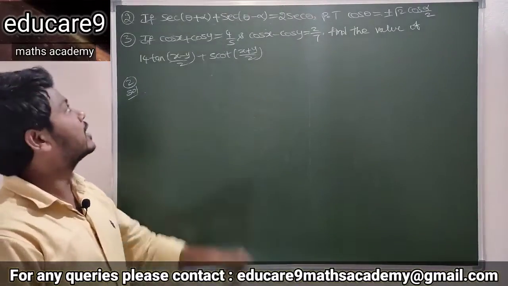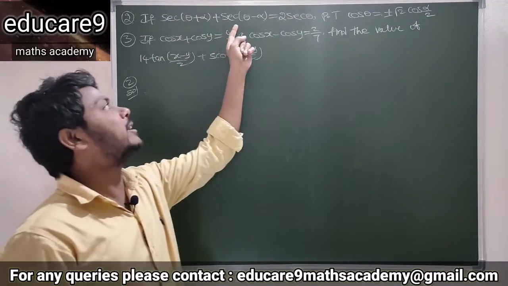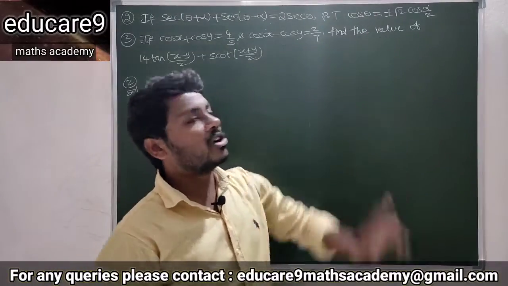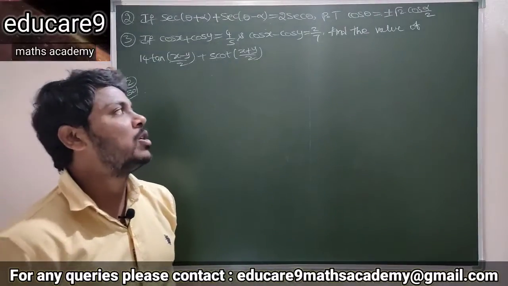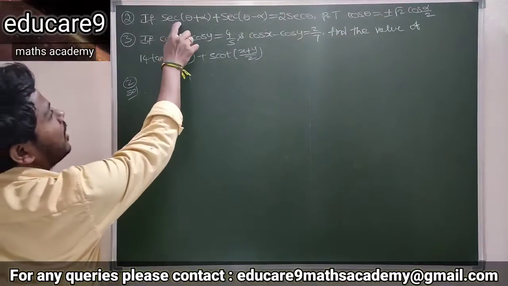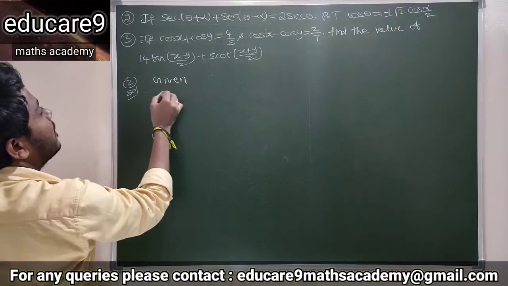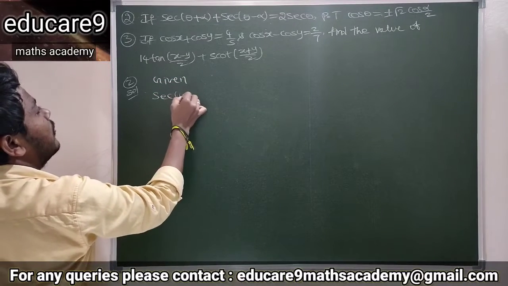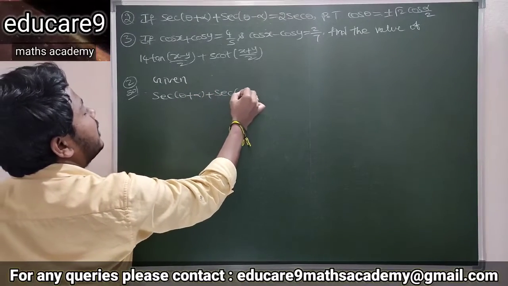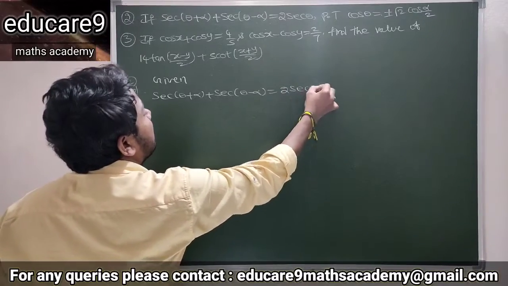So see the second one. If secant of (theta plus alpha) plus secant of (theta minus alpha) is 2 sec theta, then prove that cos theta value is plus or minus root 2 cos alpha by 2. See here, consider this value. So given sec of (theta plus alpha) plus sec of (theta minus alpha) is equal to 2 sec theta.